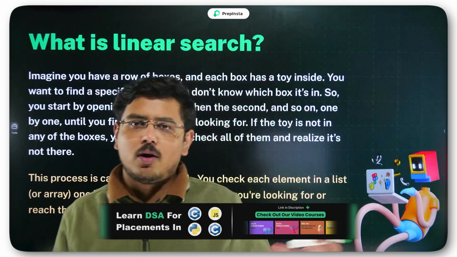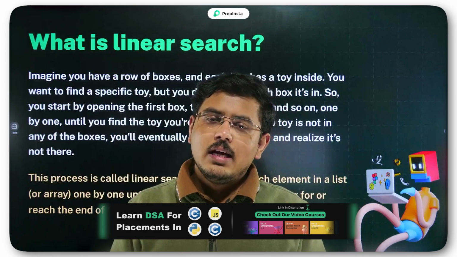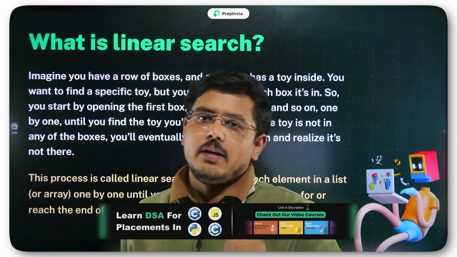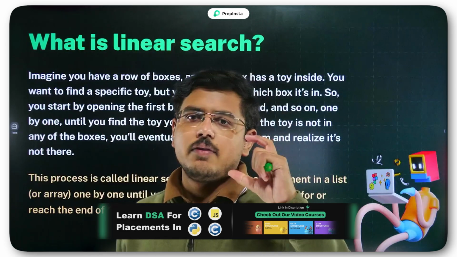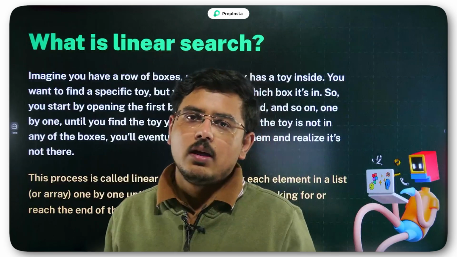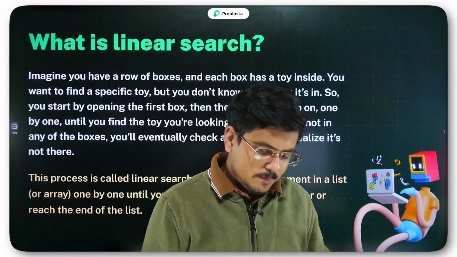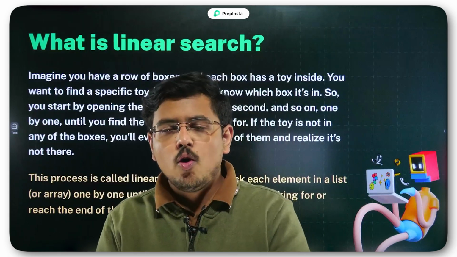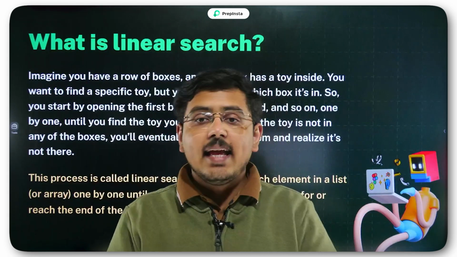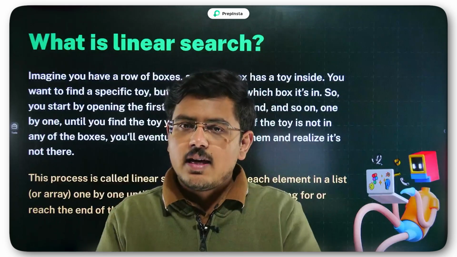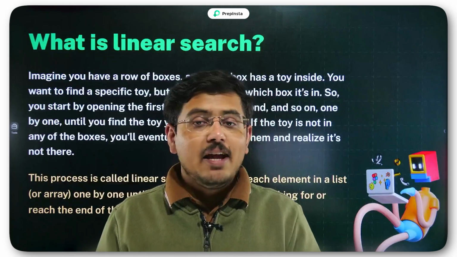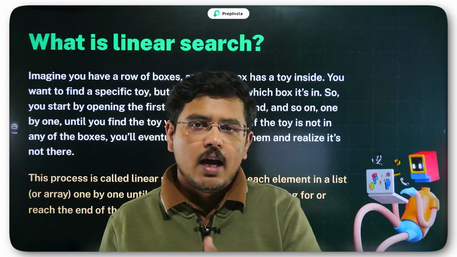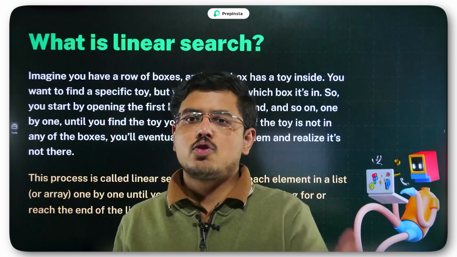Imagine you have a row of boxes and in each box there is a toy that is kept, okay? And you're trying to find out your favorite toy. Say for me it was my favorite Shin-chan toy, okay? So I'm trying to find out that Shin-chan. So to find out that Shin-chan toy, what is the easiest method available to me? I'll open every box in that row and I'll check whether the Shin-chan is there in that particular box or not. If it is there, I'll pull out the toy, I'll start playing. If it is not there, I'll simply say, I've searched the entire row of boxes, there is no Shin-chan.